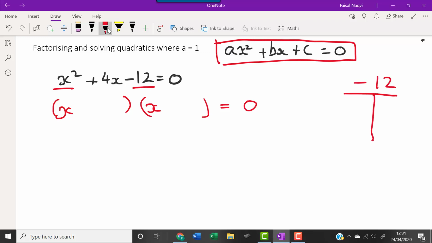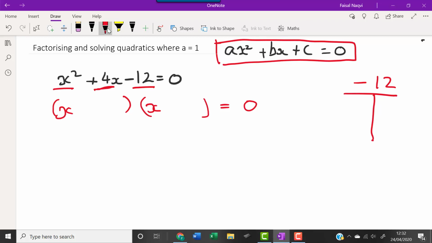Now, because I've got minus 12, I've got to ask myself two questions. Which two numbers multiply together to give me minus 12, but add together to give me plus 4? If I look at two numbers, I know that one of those numbers must be a negative because a positive times a negative gives me a negative. I don't know which one yet.